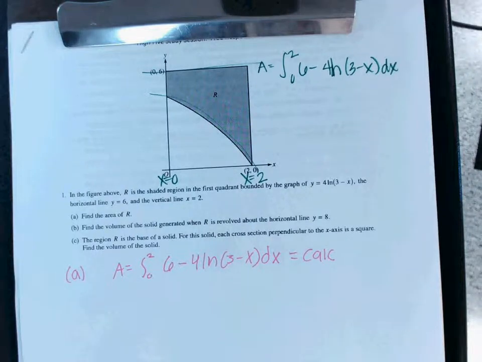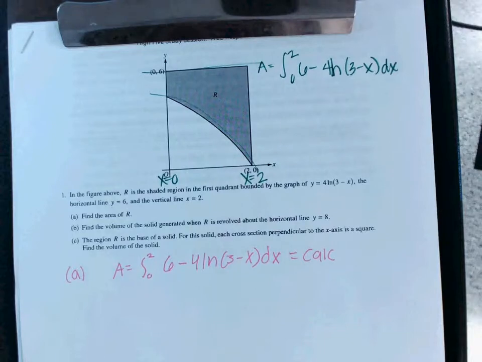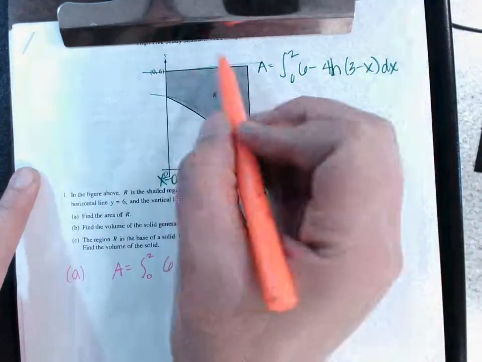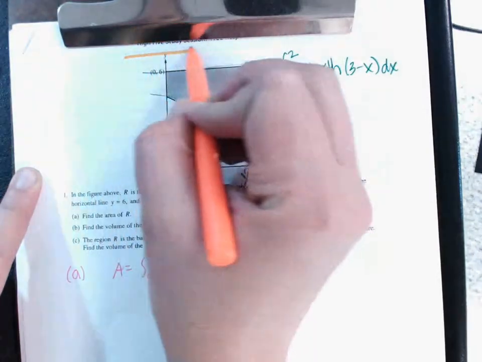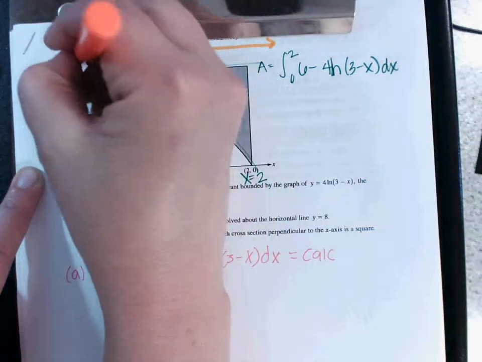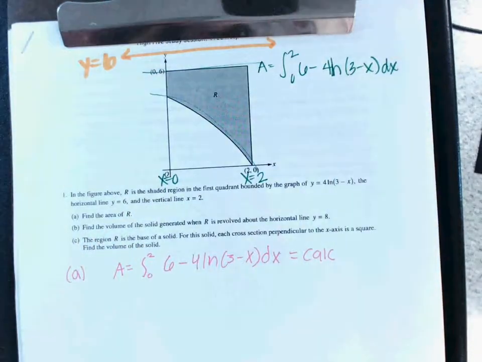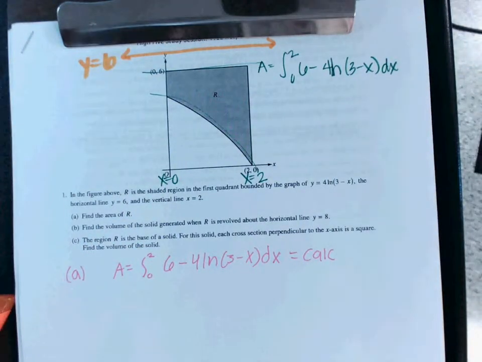Revolving around y equals 8, that's a flat line like the x-axis. So that means that you'd be doing it dx. So draw your line in. If this is y equals 6, y equals 8 is up here. Will I have 1 r or 2 r's? 2. Okay, most of y'all on the test did okay on this.